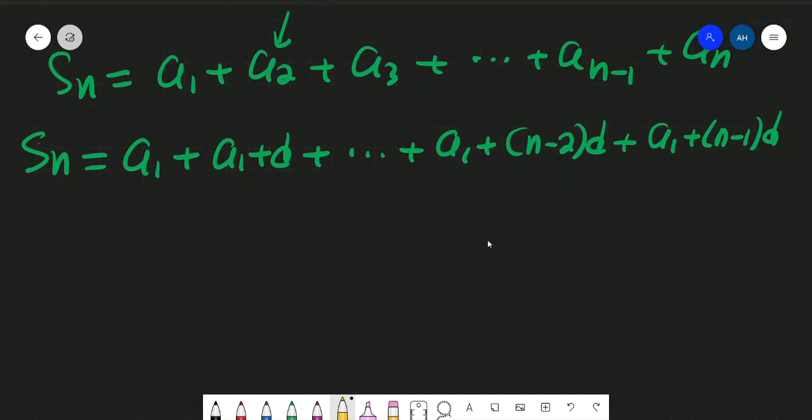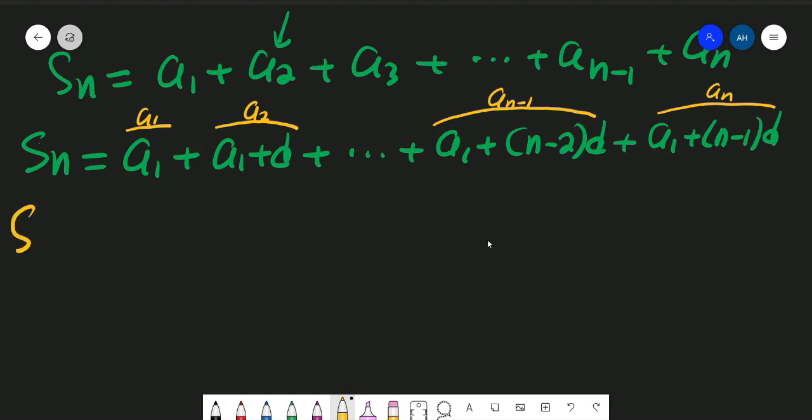Now remember, this one is the second term, this is a2. This is a1. This is an minus 1. This is an. This is an minus 1. This is a2. This is a1. There are more terms in between, but we are not going to write them down because we are not able to write everything down. So now I want to write down Sn again, but this time I want to rearrange all the terms.